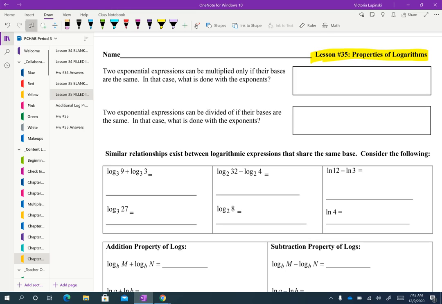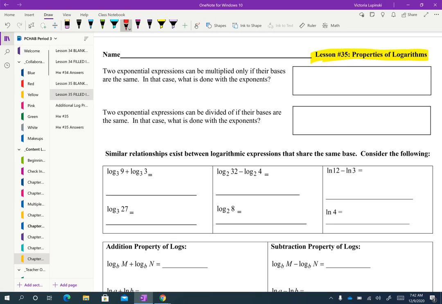All right, welcome everybody. Today we're going to talk about lesson number 35, and we're going to continue with our logarithm discussion, talking specifically about the properties of logarithms. The properties of logarithms actually come directly from the properties of exponents. So let's have a quick review of that before we get started.